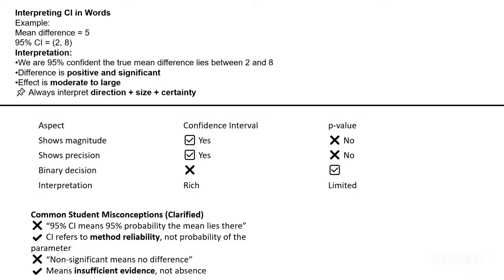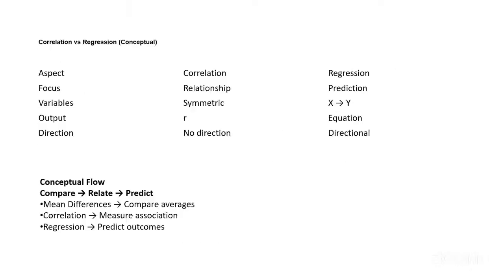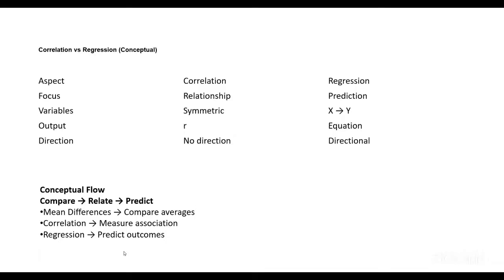So this is the flow of the work. If we have data, first we need to compare. Then we need to relate, measuring the association by correlation. Then we will predict for the future by regression. Okay, this part is clear, hope. Any question? Anything?